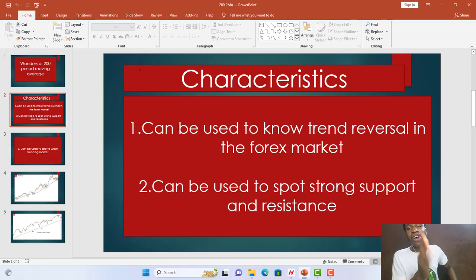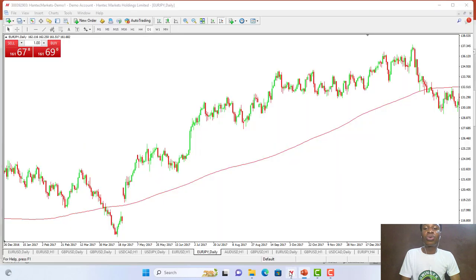What we also have here is that it can be used to know trend reversal in the forex market, right? By the time you get your chart this way, have you ever been in a situation where you don't know whether the market is trending upward or downward? You are still confused. Is this market up? Is this market down? I don't know the direction. What should I do? It's not making a perfect higher low, higher high, higher low, higher high. It's not that perfect. You are still considering whether it's an uptrend or downtrending market.